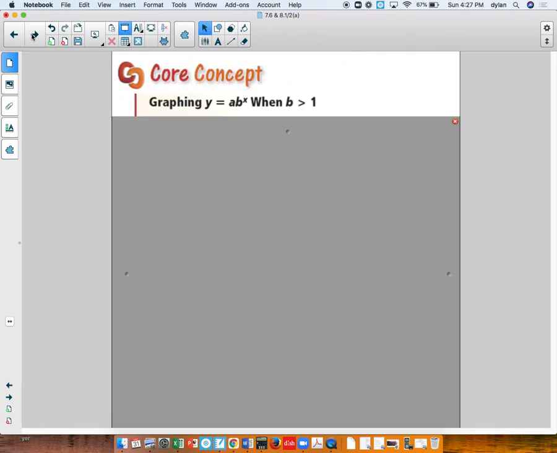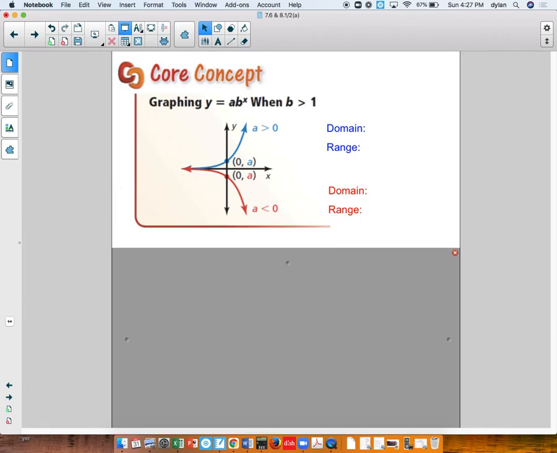So to summarize here, our 4 cases. We had 2 cases where y equals a times b to the x when b is greater than 1. And those are the 2 cases shown here, depending on whether your a value is greater than 0 or your a value, in other words, your y-intercept, is less than 0.